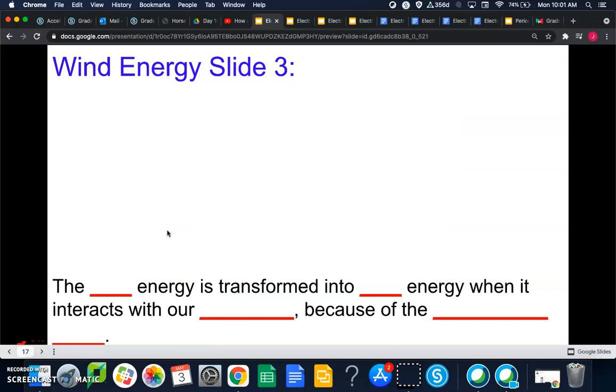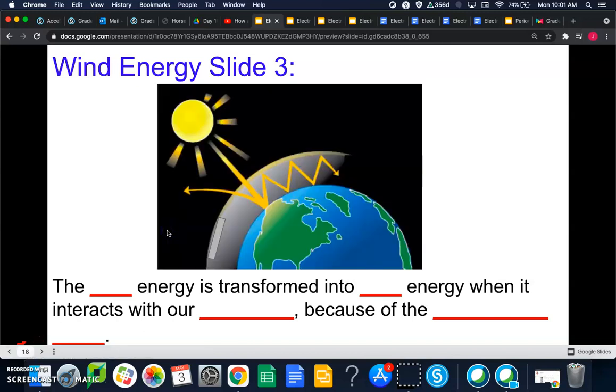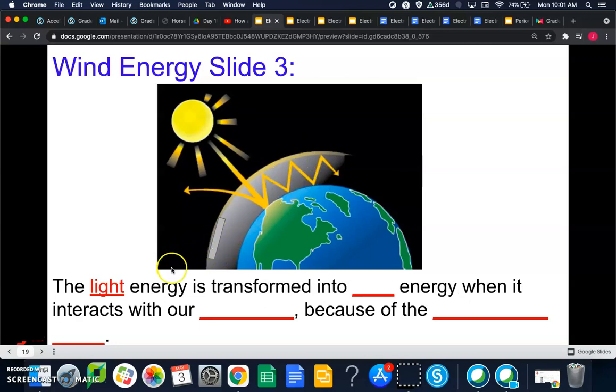Okay? And so then in the next slide, what we're going to show is the light from the sun coming into Earth, and it sort of bounces off of our atmosphere, right? So that's what's happening here: the light energy comes in, but once it enters, it can't actually leave because it sort of just bounces off of our atmosphere.